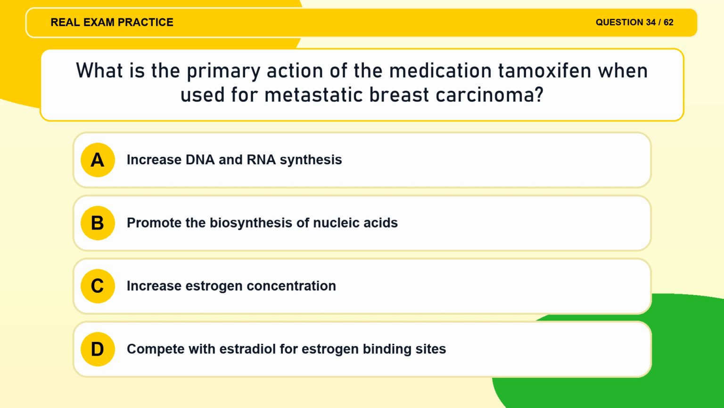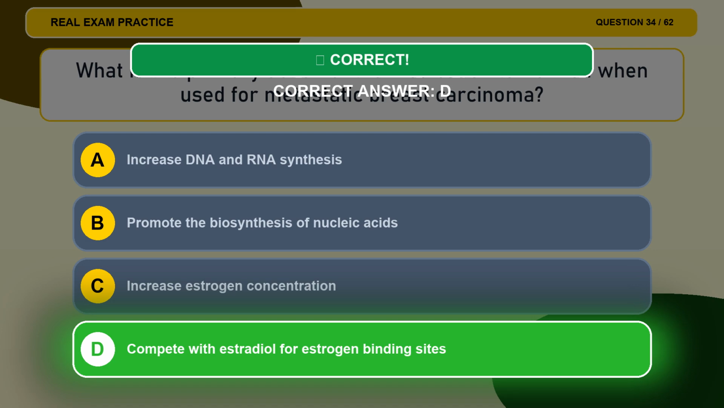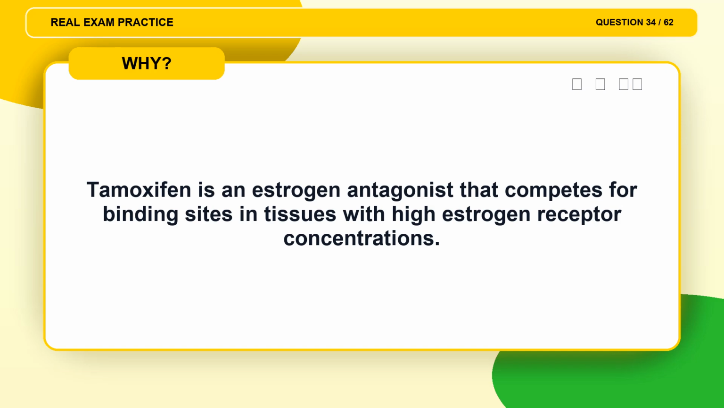Question 34. What is the primary action of the medication tamoxifen when used for metastatic breast carcinoma? Option A, increase DNA and RNA synthesis. Option B, promote the biosynthesis of nucleic acids. Option C, increase estrogen concentration. Option D, compete with estradiol for estrogen binding sites. The correct answer is Option D, compete with estradiol for estrogen binding sites. Tamoxifen is an estrogen antagonist that competes for binding sites in tissues with high estrogen receptor concentrations.